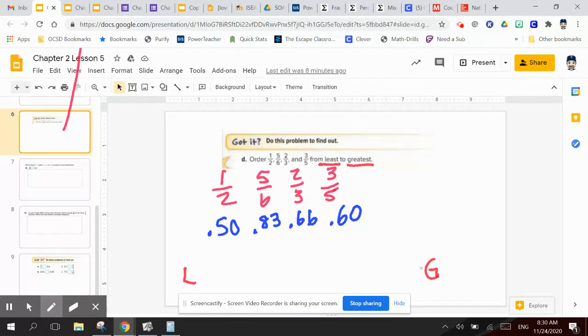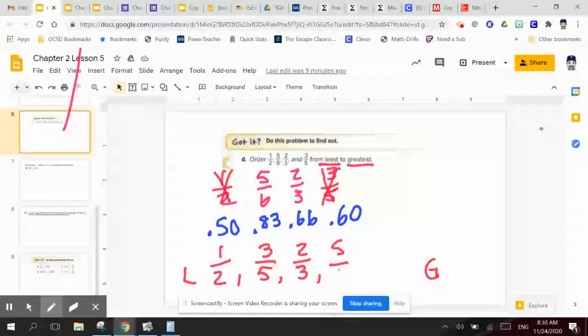So as I look at my numbers, 50 is the smallest number, so that would be 1/2. Of the next three, 60 is smaller than both of those, so that would be 3/5. 66 is less than 83, so that would be 2/3. And 5/6 is at the end. So always change your fractions to a decimal when you put your fractions in order. Then rewrite them for your answer back as a fraction.